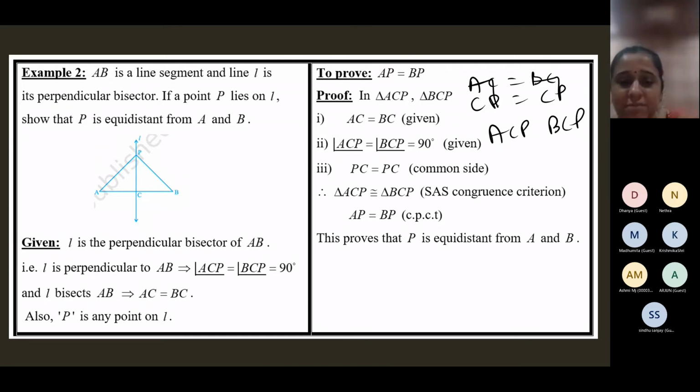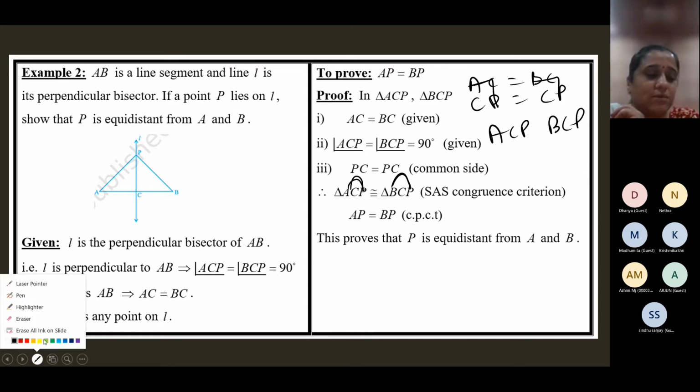Now you can see here, side AP is equal to side BP. See the position. AP is equal to BP, by CPCT, because the two triangles are congruent. You have proved that they are identical, so their corresponding sides and corresponding angles must be equal. So AP is equal to BP, CPCT. If AP is equal to BP, that means P is equidistant from A and B. Please write down, children.